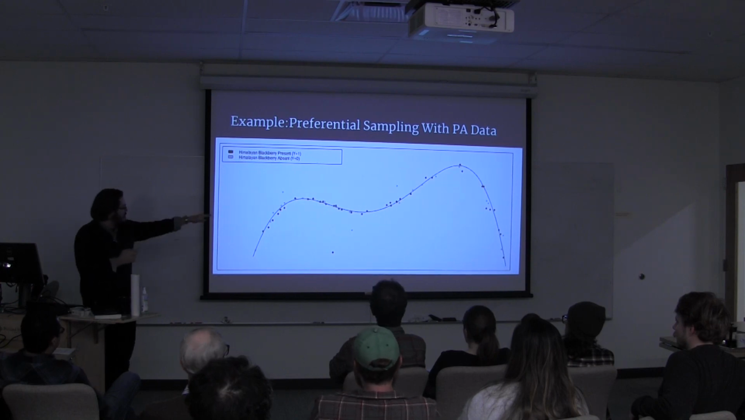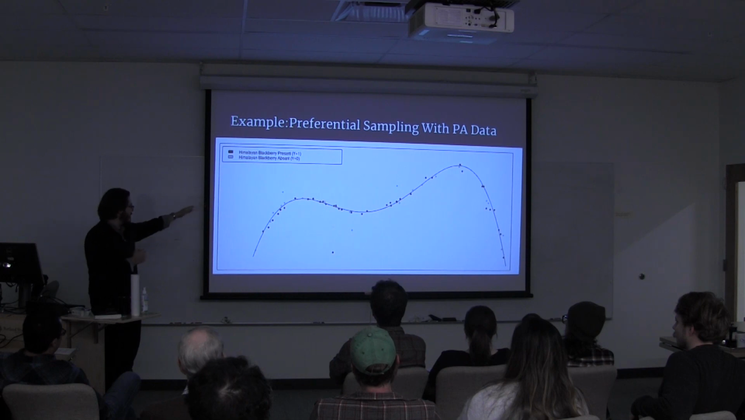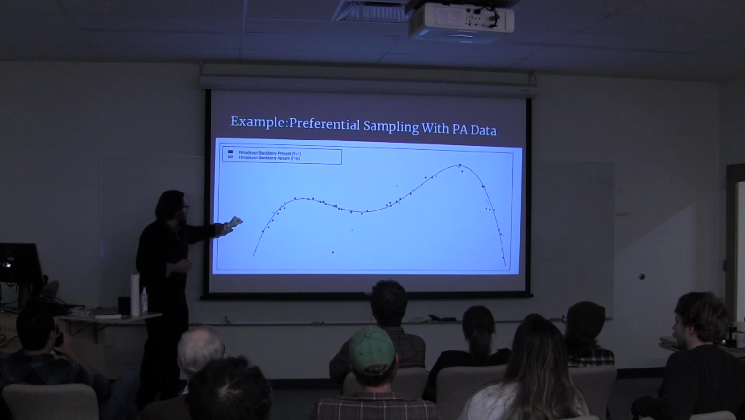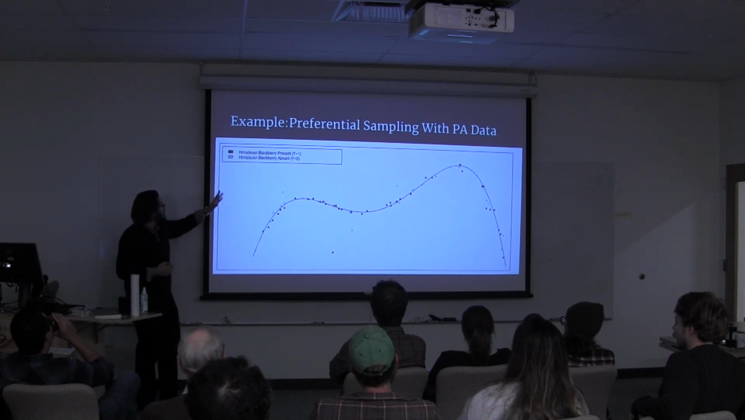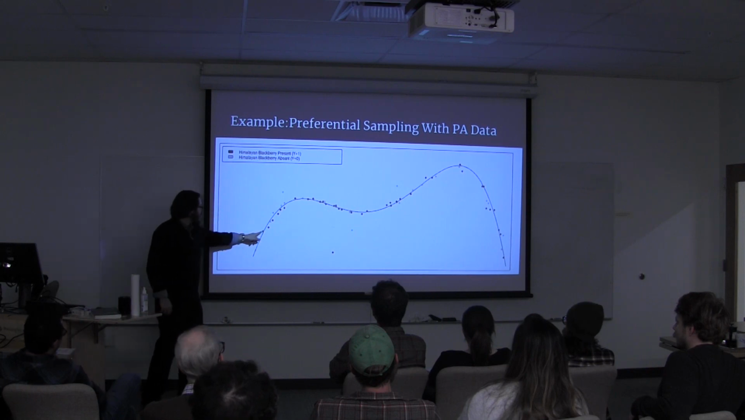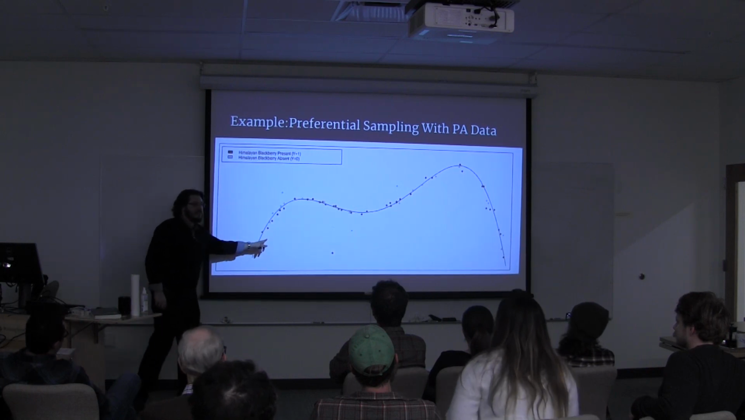And the line that you see is a pathway through the forest, you can imagine. And the points that you see are sampled areas in our presence-absence study. And the dark is a presence and the light is an absence.